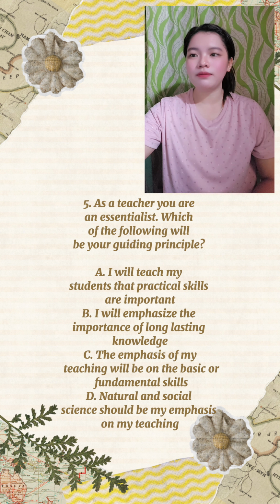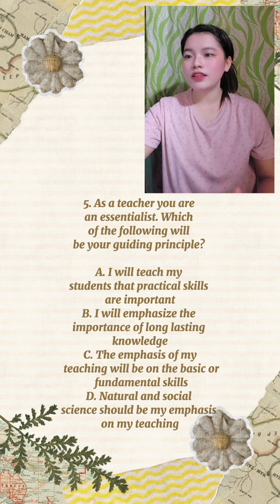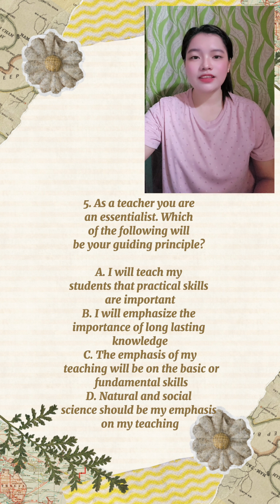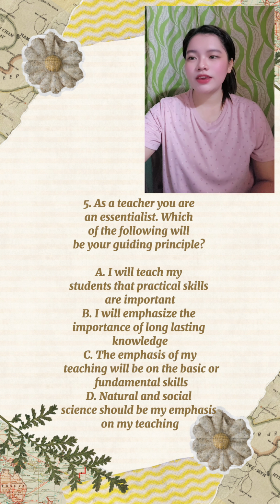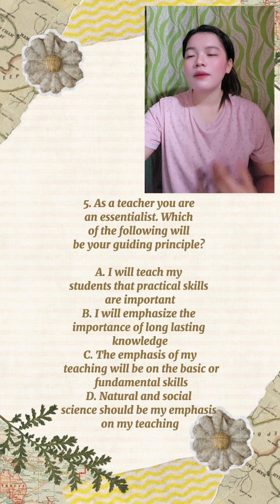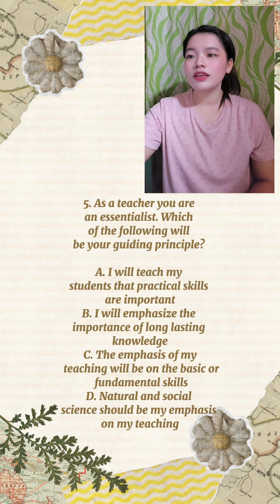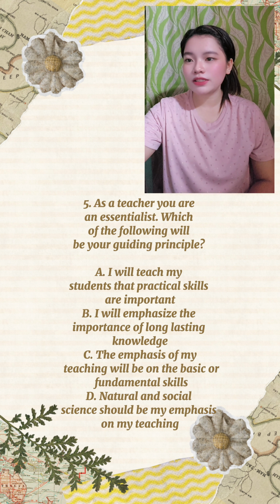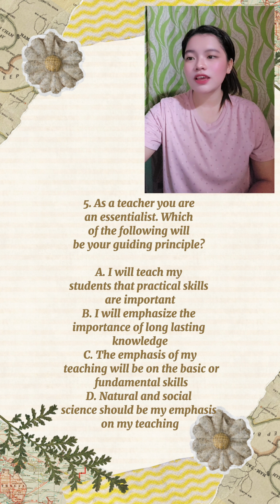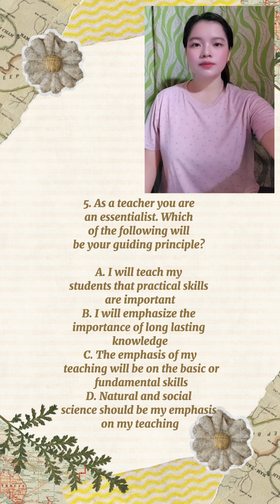Question number 5. As a teacher, you are an essentialist. Which of the following will be your guiding principle? A. I will teach my students that practical skills are important. B. I will emphasize the importance of long-lasting knowledge. C. The emphasis of my teaching will be on the basic or fundamental skills. And D. Natural and social science should be my emphasis in my teaching.